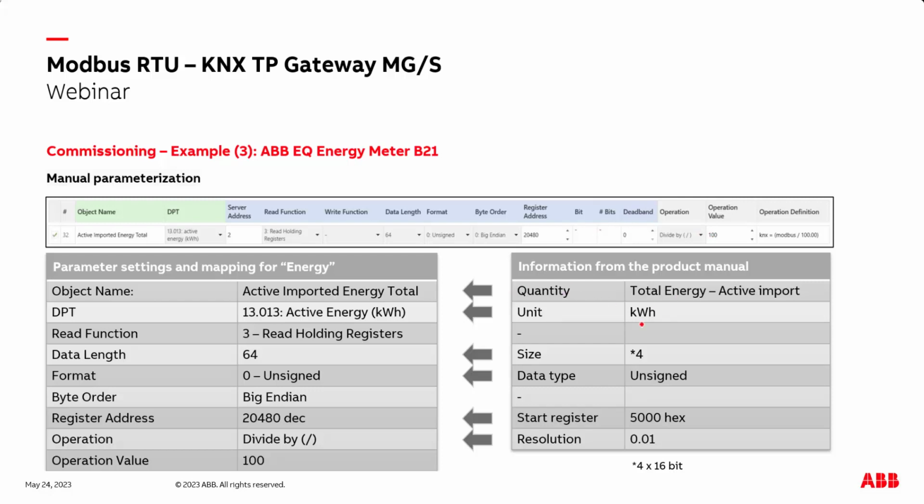This is here for the energy, and it is similar for the voltage. The voltage is on the register address 5B00, converted into decimal. You see the resolution is 0.1. Then you have to divide it by 10 here in the operation. And for the register address data length, here we have 2 register addresses, 2 multiplied by 16. We have to enter here 32 data length. Read holding register, select here the KNX data point type 14.027 electrical voltage, and enter here the name, and the name is also then available in the object. Good, and the same for the current, for the frequency, for the power factor, and so on.